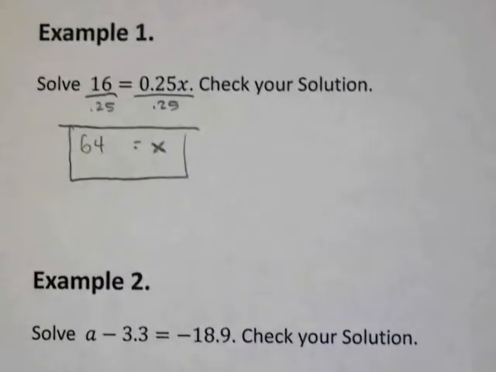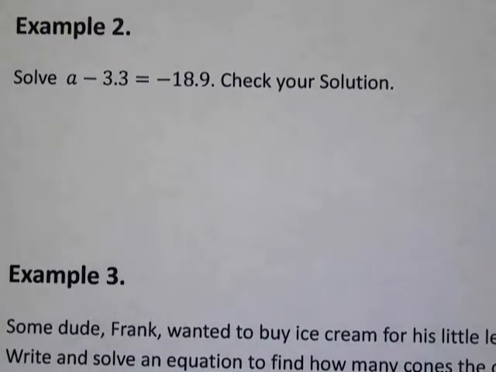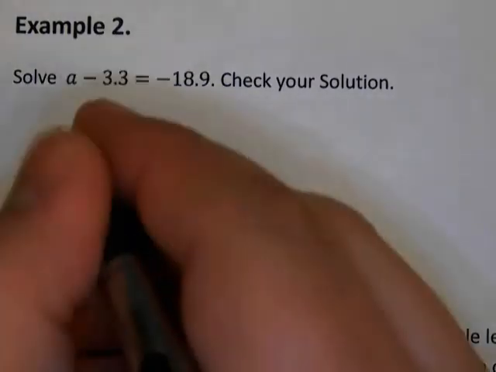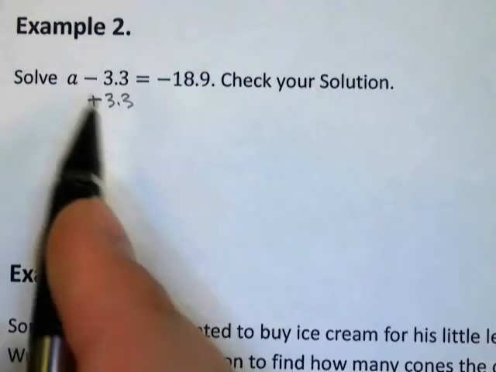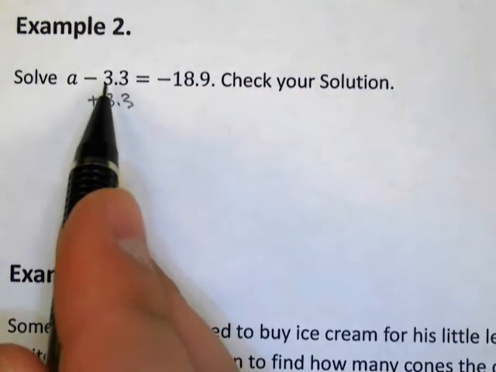The only difference is that we're plugging in some decimals, and that makes it a little bit more tricky. Okay, let's do example 2. Example 2 says to solve a minus 3.3 equals negative 18.9, and then check our solution. So the first thing that we want to do is, because this is a subtraction problem, we want to use the addition property of equality that says that we can add something to both sides to make it stay equal.